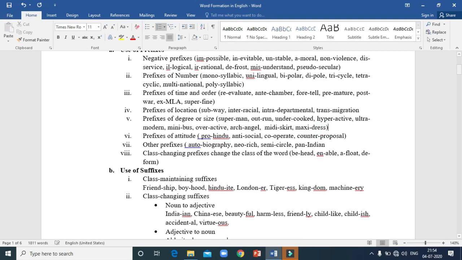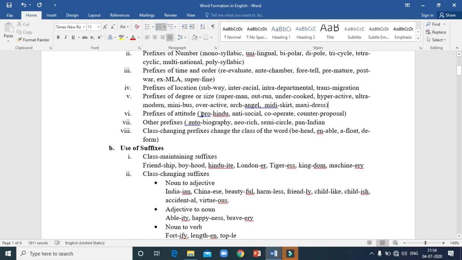Then the sixth category is prefixes of attitude. Pro, anti, co, counter, etc. are examples. So we have pro-Hindu, anti-social, cooperate, counter proposal, etc. And the seventh category is other general prefixes like auto. So we have autobiography, neo-rich, semi-circle, pan-Indian, etc.